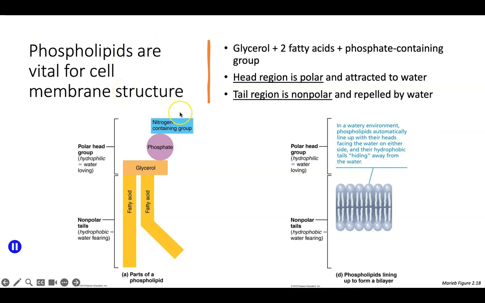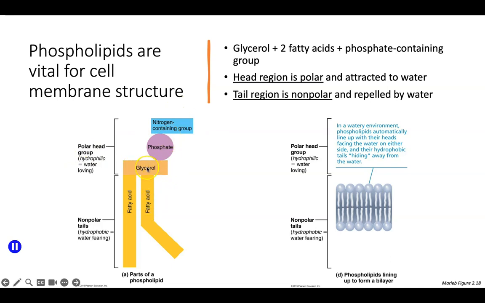These phospholipids also have a very distinct structure. They're always going to have a phosphate group with some sort of nitrogen-containing group. You can see here, and that's bound to glycerol. And this is going to form what's called a polar head group. So this is a water-loving group. So it's polar, meaning that it's going to try to associate itself with water.